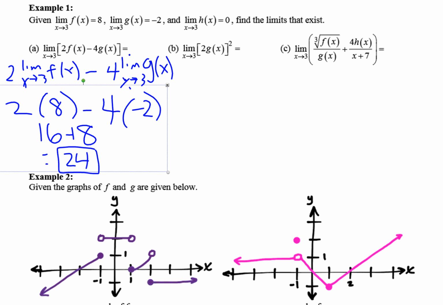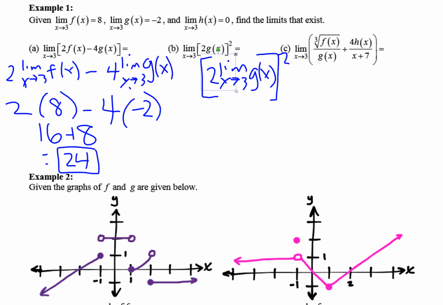Okay, the second one here. We could move the limit inside and pull that constant to the front. And then we could square the entire thing. So we have 2 times negative 2 and then squared. So negative 4 squared, we get 16.